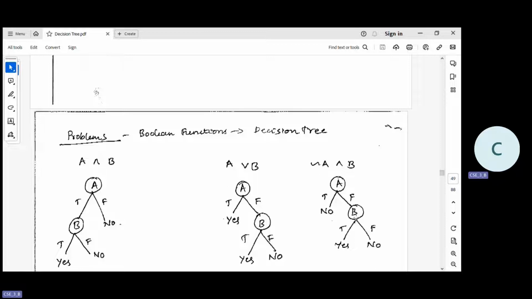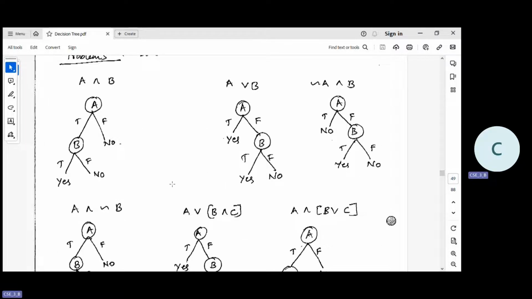Now we have taken B, and B has two outcomes, again true and false. When A is false and B is true, only then the decision is yes. And in cases like A is false, B is false, the decision is no. So only when A is false and B is true, the decision is yes.